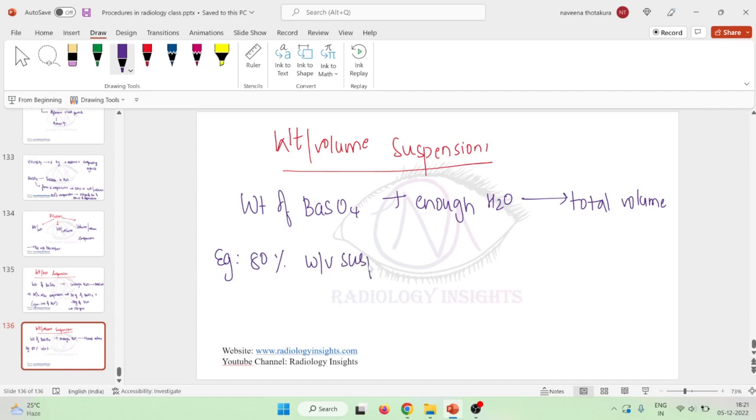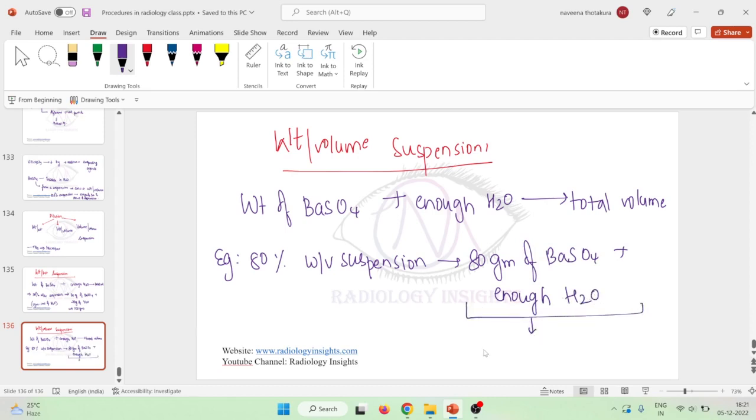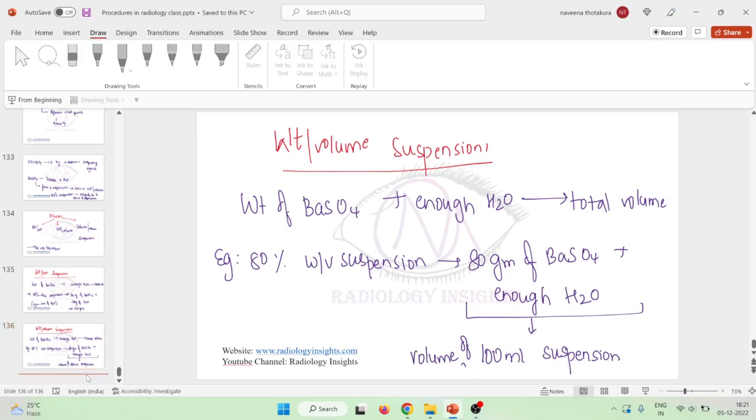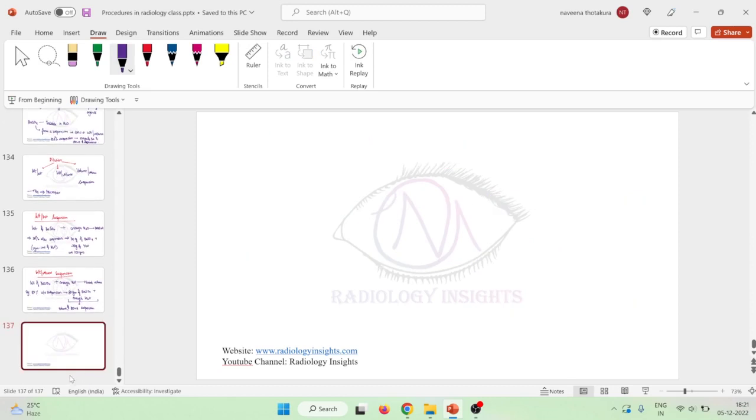In an 80% weight by volume suspension, we will have 80 grams of barium sulfate, and to this we add enough water. When we add enough water to these 80 grams of barium sulfate, it will make up to 100 ml of suspension. It will make a volume of 100 ml of suspension.